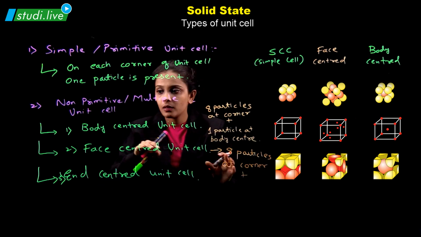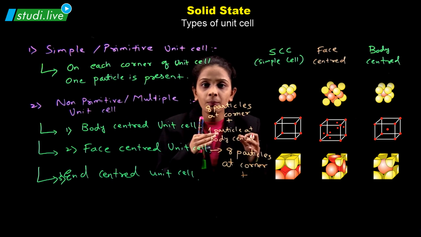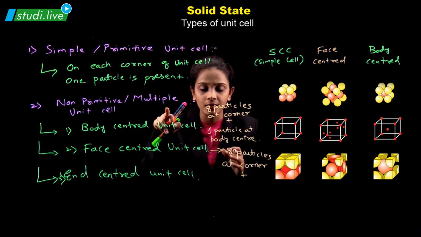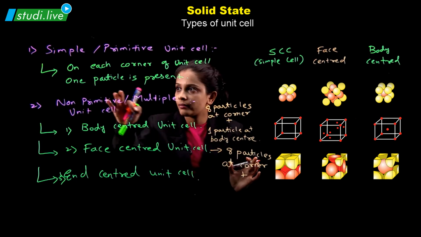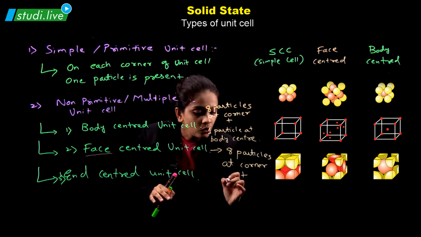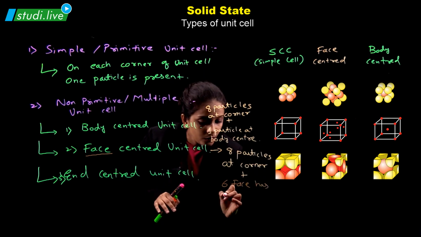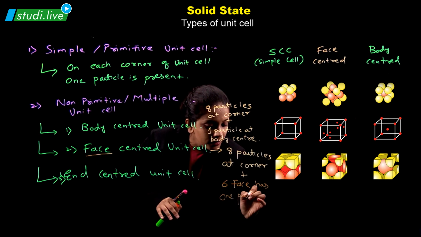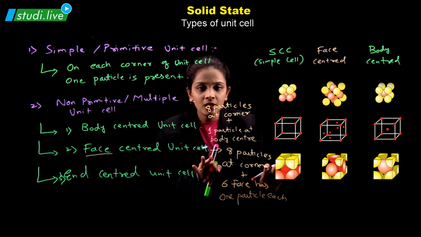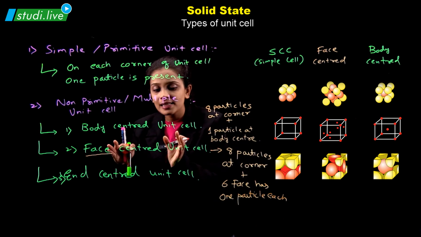Apart from that, see, body, face, all the simple is there, but apart from simple, a few more particles are there, therefore we are using the word multiple. I'm hoping you get this part very clear. So apart from the corners, as was present in the simple, the word face: 6 faces have one particle each. Yes, student. So 8 particles on 8 corners, 6 faces, 6 particles. That's it for the face centered unit cell.